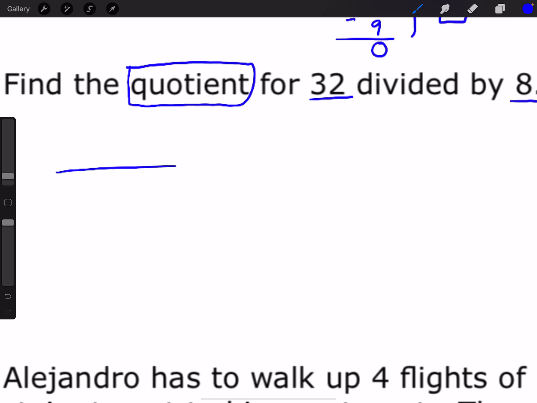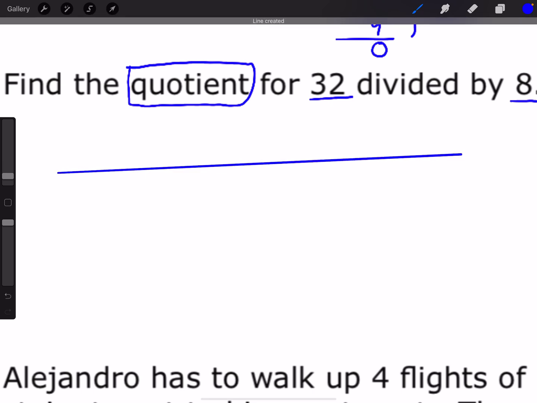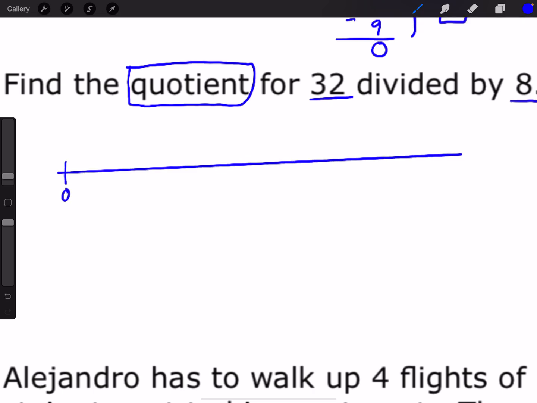So we're going to do our number line. We know we start with 0, and we have to go up to the dividend, which is 32. We're taking our chunks out of 8. So 32, take away 8 is 26. Take away another 8.